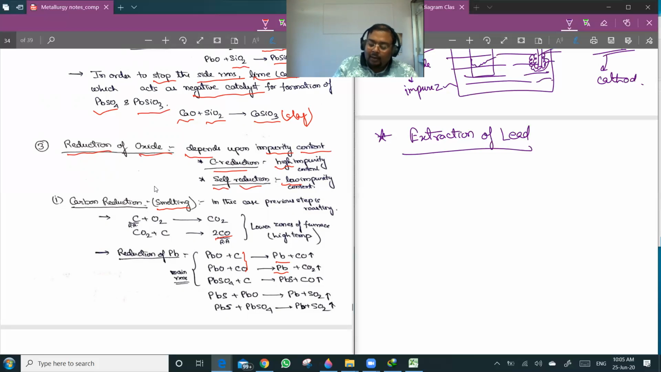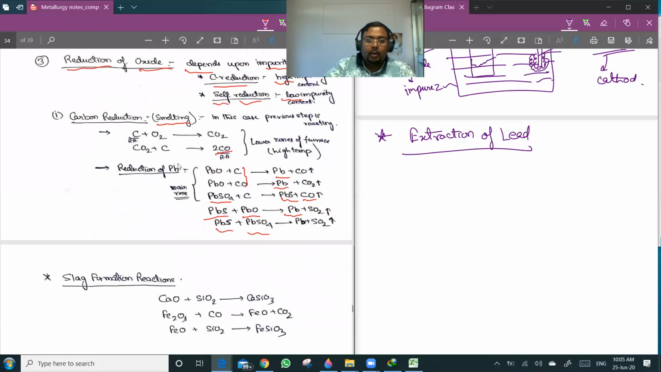After that, the lead sulfate which we formed as a side reaction is also converted into PbS plus CO. This PbS will react with PbO to give Pb plus SO2. So a bit of self-reduction takes place here as well. These are the reactions which take place in the smelting step.